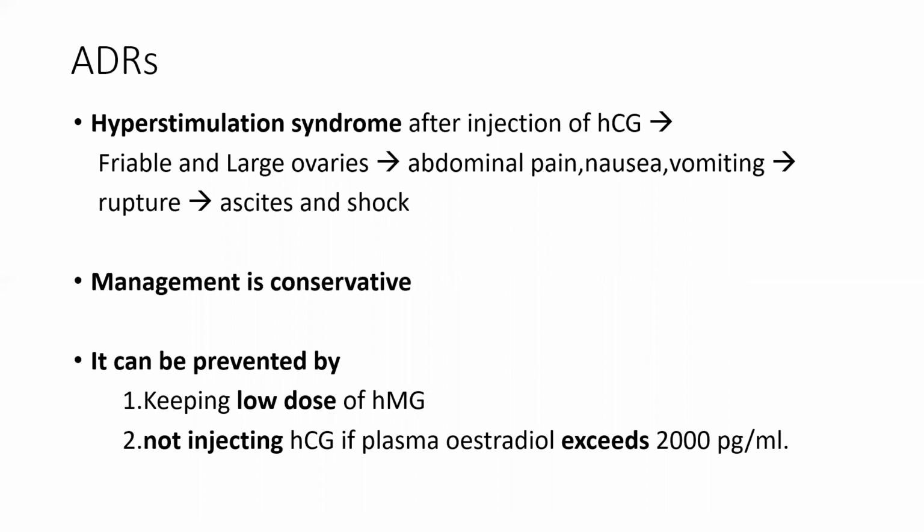And if rupture occurs, it will lead to ascites and shock. And this hyperstimulation syndrome is managed by conservative methods. It can be prevented by keeping a low dose of human menopausal gonadotropins and not injecting human chorionic gonadotropins along with the menotropins if plasma estradiol level exceeds 2000 picograms per ml.